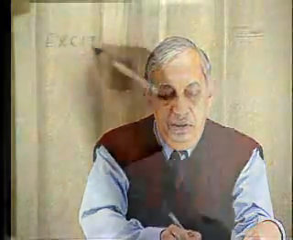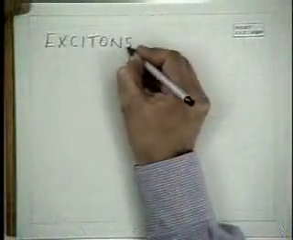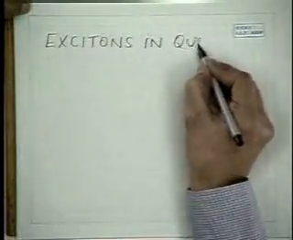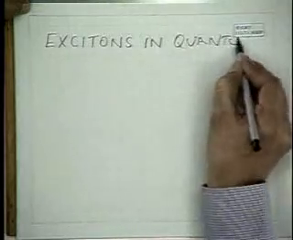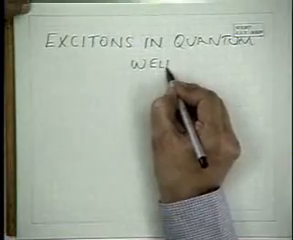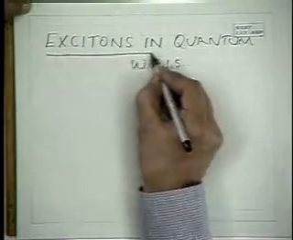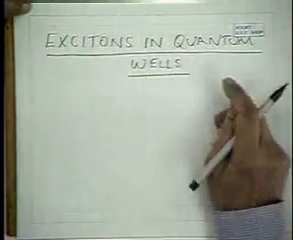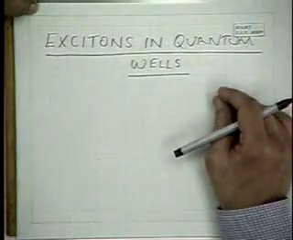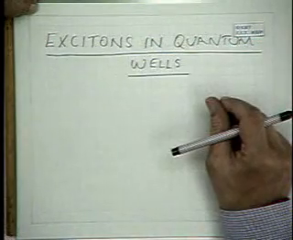In this lecture, we will discuss first excitons in quantum wells and see how they differ from excitons in bulk. And then we will go on to some discussion of a relationship between the optical constants in a material.